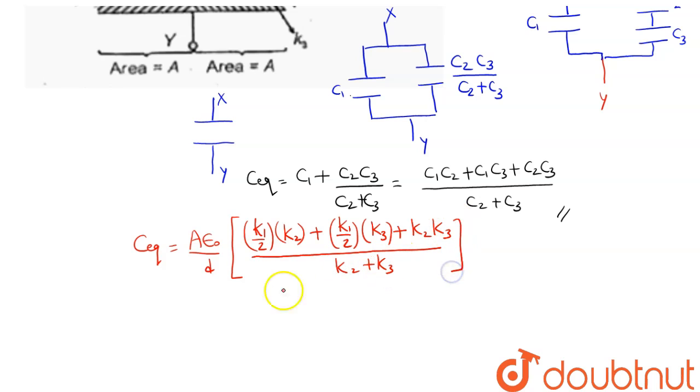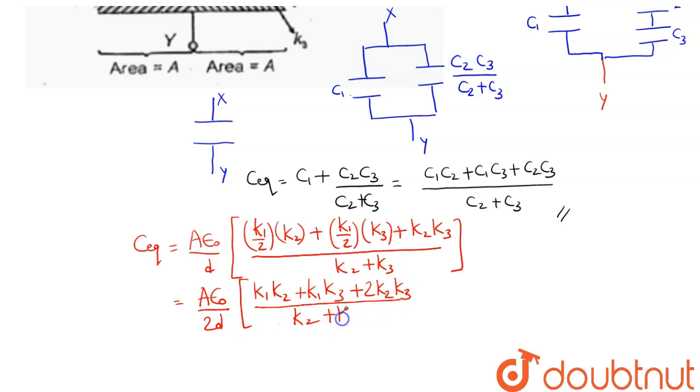So this simplifies to A epsilon naught divided by 2D, and this factor becomes K1 K2 plus K1 K3 plus 2K2 K3 divided by K2 plus K3. Hence this is the equivalent capacitance, which is our answer.